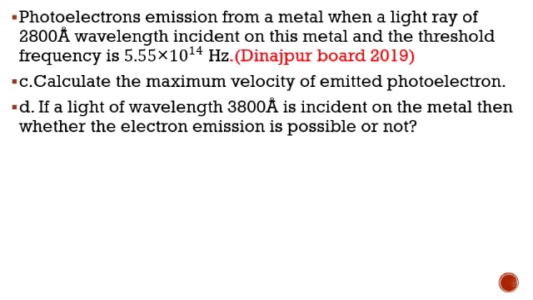Let's have a look at a board question now, how it comes in the board. The question says that the stem says at first: photoelectrons are emitted from a metal when a light ray of 2800 angstrom wavelength is incident on this metal and the threshold frequency is 5.55 into 10 to the power 14 hertz. So here we can see that the wavelength 2800 angstrom is the data, and the threshold frequency 5.55 into 10 to the power 14 hertz is another data. Now let's have a look at the questions.